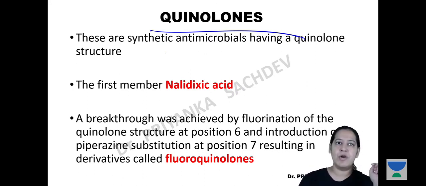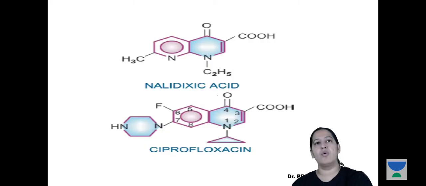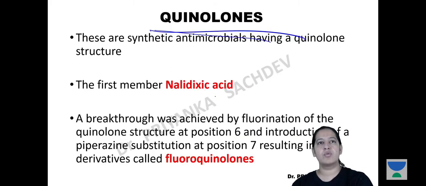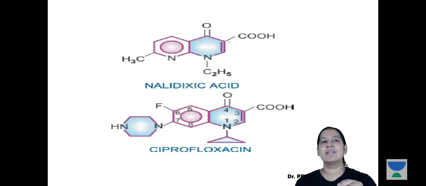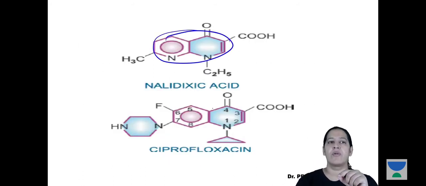So third chapter, quinolones. You know quinolones. Why are quinolones known as quinolones? Because they contain the quinolone ring. Not the benzene ring, this is the quinolone ring. You can see this is the quinolone ring.